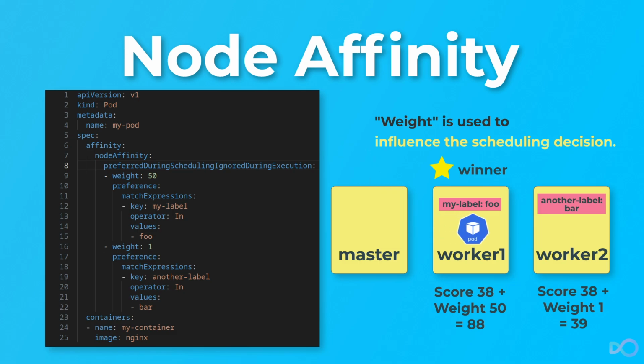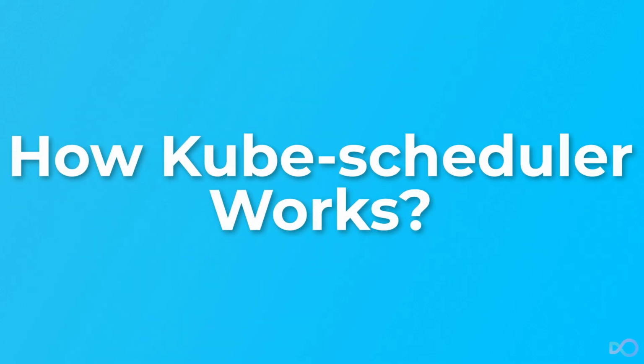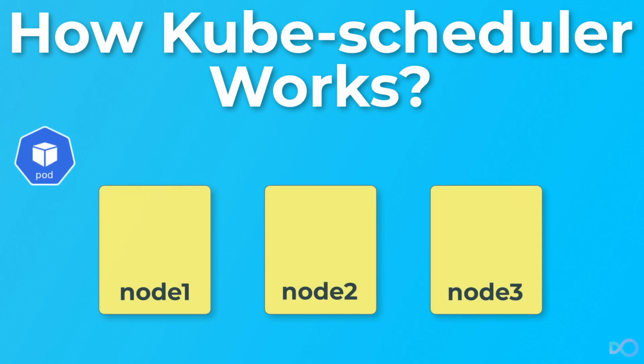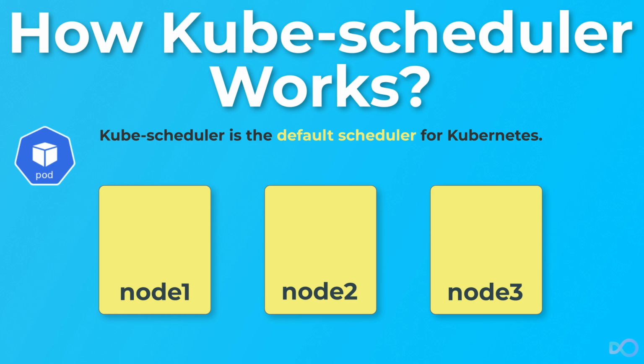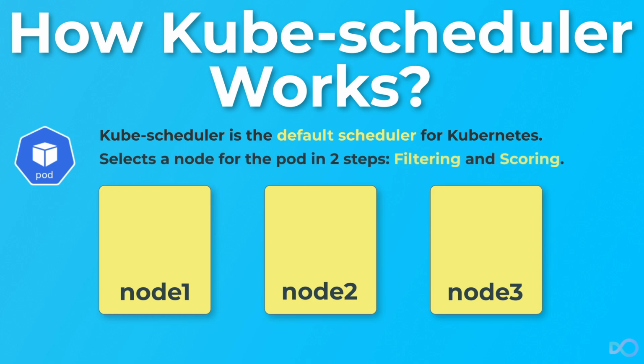Let's consider what the score means. To do it, we need to understand how kube-scheduler works. Kube-scheduler is the default scheduler for Kubernetes. The Kubernetes scheduler is a control plane process that assigns pods to nodes. Kube-scheduler selects a node for the pod in two steps: filtering and scoring. In the filtering step, the scheduler finds nodes where a pod can be scheduled.